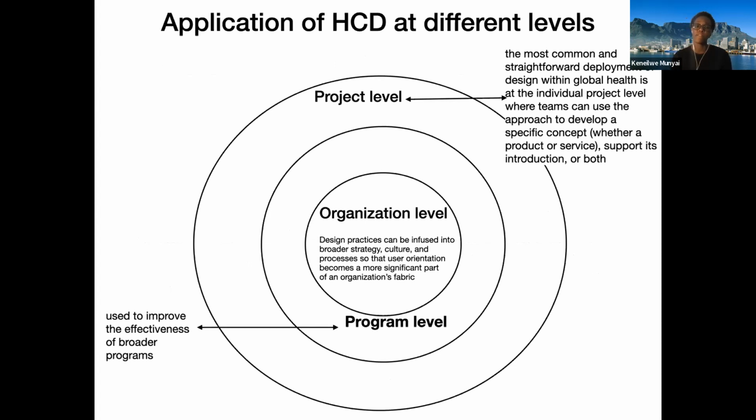So at an organizational level, it's about helping develop strategies, develop a culture and processes to improve the way things are done. And then at a program level, it's used to improve the effectiveness of the programs. And then at a project level, and this is usually the most straightforward approach that some organizations that are not used to bringing design or engaging with design would start with. So start by bringing human-centered design at a project level, use it to develop a project and come up with solutions or concepts.